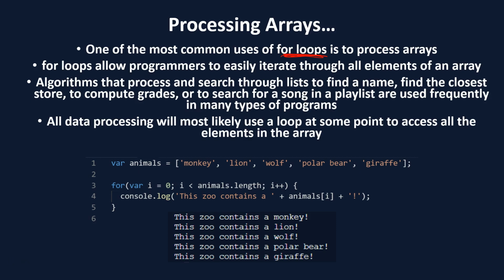Algorithms that process and search through lists, which we're going to be looking at, the linear search and the binary search in a little bit, are there because you have all this information in a list, so what do you do with it? You might need to find a name, for instance, or the closest store in a particular area, to compute grades, to rank people, or search for a song in a playlist. So there are a lot of real world applications for processing arrays. And like I said, all data processing will most likely use a loop, be it a for loop or a while loop, at some point to be able to access all of the elements inside of the array.